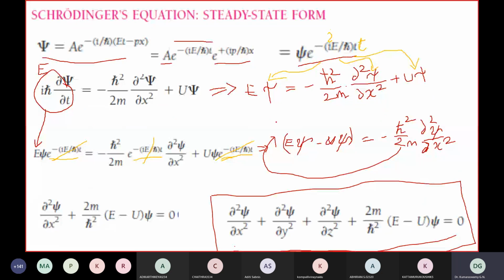The final equation is dou square psi by dou x square plus dou square psi by dou y square plus dou square psi by dou z square plus 2m by h cross square. So this is the final equation, which we call Schrodinger's time independent equation. Write down Schrodinger's time independent equation.